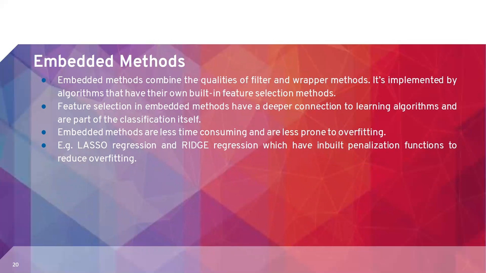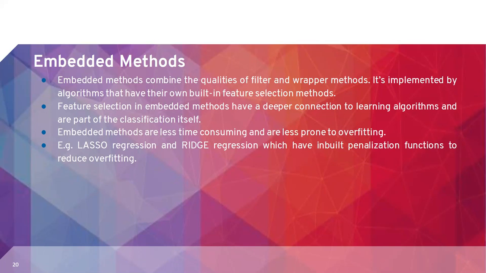The third category of methods in conventional feature selection methodologies are embedded methods. Embedded methods combine the qualities of the filter and wrapper methods. These embedded methods are built into certain classification methodologies. They have a deeper connection to learning algorithms and are part of the classification itself, as we said. Embedded methods are less time consuming and less prone to overfitting. We have lasso regression and ridge regression as embedded methods for regression. Also, for classification, random forest has two important feature selection methodologies built in.